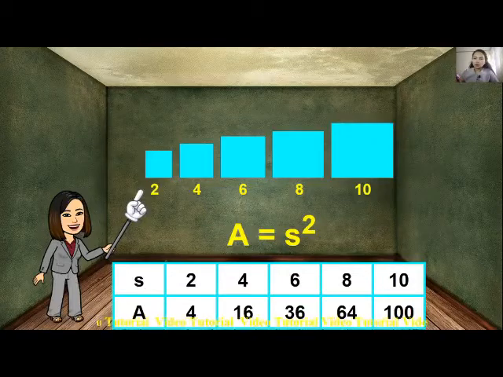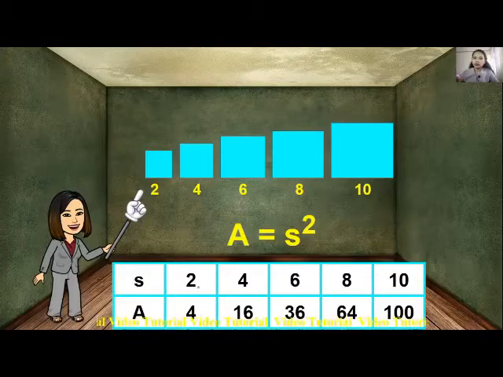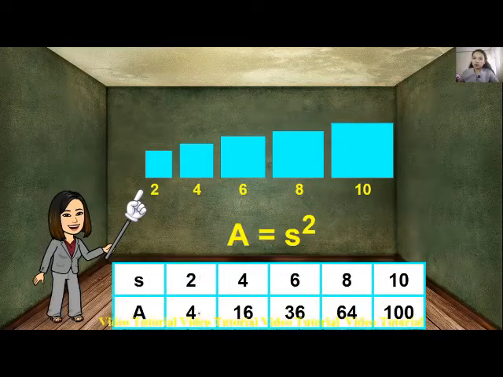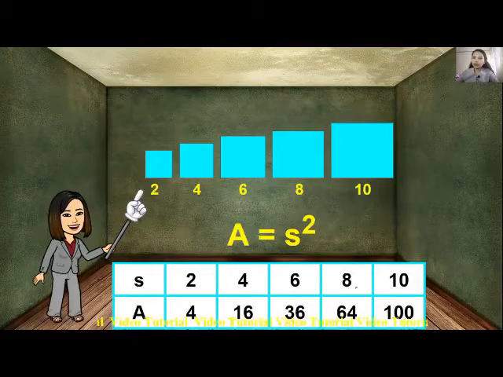So we represent the sides as s, and then we represent the area as capital or big letter A. Write down the sizes 2, 4, 6, 8, and 10, and for the areas, we will have to square each of the sides. So for the first tile, 2 times 2 or 2 squared, that is 4. Second tile, 4 squared, 16. Third tile, 6 times 6 or 6 squared, that is 36. Fourth tile, 8 squared is 64, and then the fifth tile, 10 squared is 100.